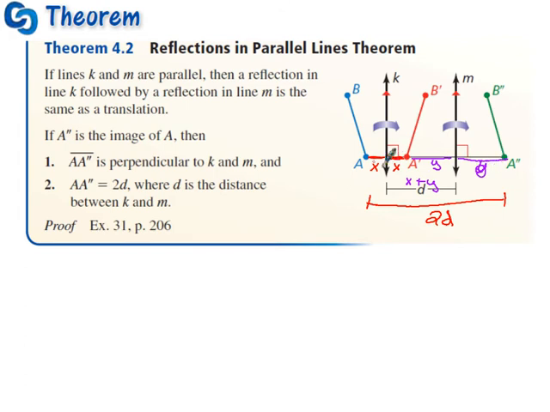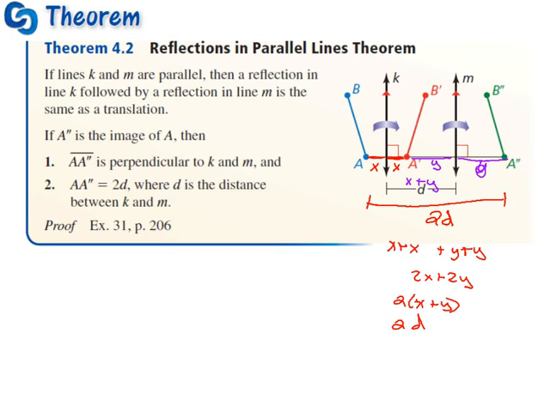So you think about this entire distance, it's x plus x and y plus y, which ends up being 2x plus 2y, or the same as 2(x plus y). And so that's the same as 2d. So this distance between the lines is d for distance, and the distance from A to A double prime is 2d because it's double that distance.